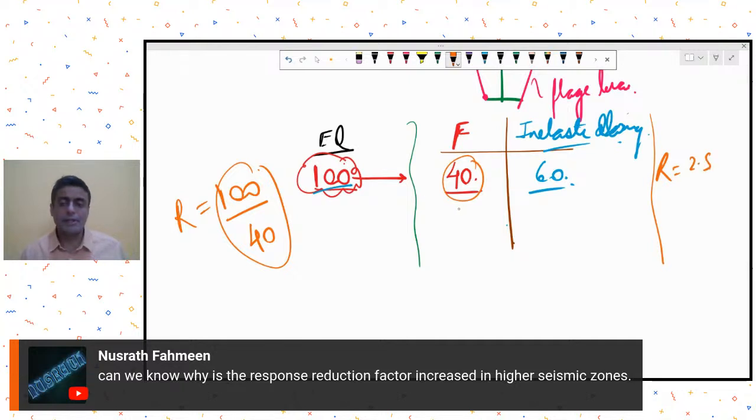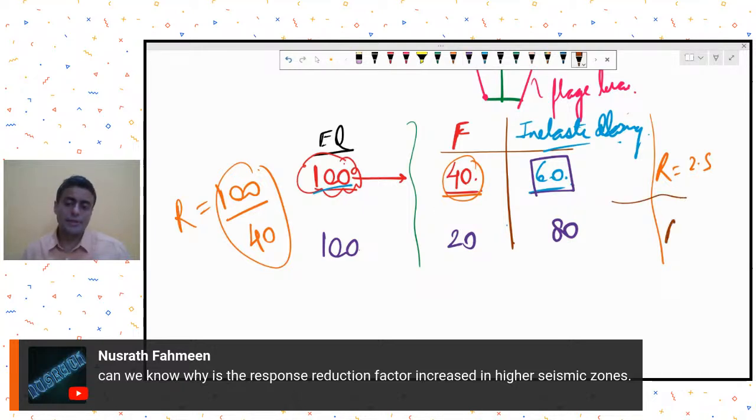So when I'm saying that I'm using a response reduction factor of 2.5, I'm designing for 40, but I'm allowing inelastic damages corresponding to 60. Still, my structure should not fall down. Remember this. I take another case where I say that I am only going to design for 20. For 80, I am going to allow inelastic damages. So essentially, the R factor becomes how much now? Going by the same crude logic, I will say that in this case, R becomes 5.